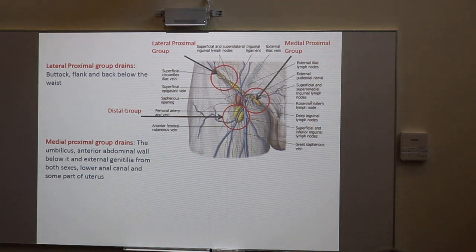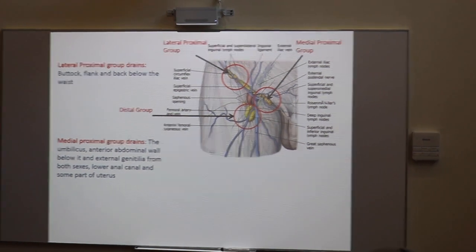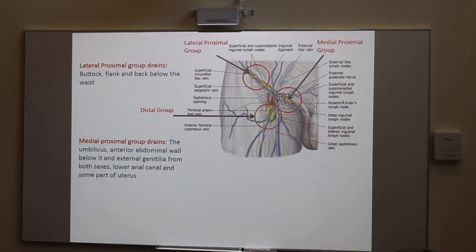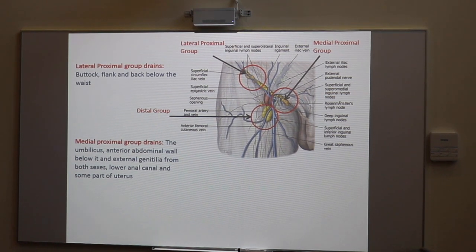While the medial proximal group of superficial inguinal lymph nodes is going to drain the skin over the anterior abdominal wall from the umbilicus to the inguinal ligament. So this whole area from the umbilicus below the anterior abdominal wall is drained into the medial superficial inguinal lymph nodes. Plus, it is going to drain the skin over the external genitalia in both sexes, the lower part of the anal canal, and the area of the uterus. So if you have any infection or abscess in this area, the lymph nodes which are going to get enlarged are the medial superficial inguinal lymph nodes.